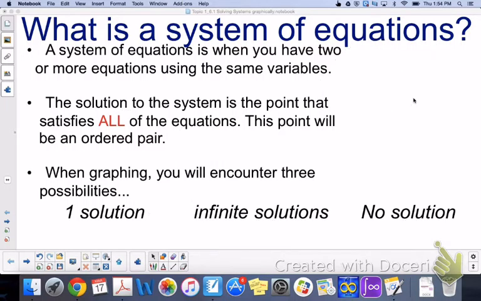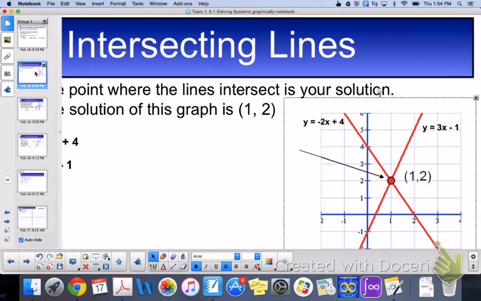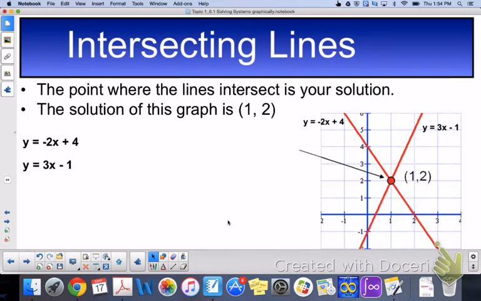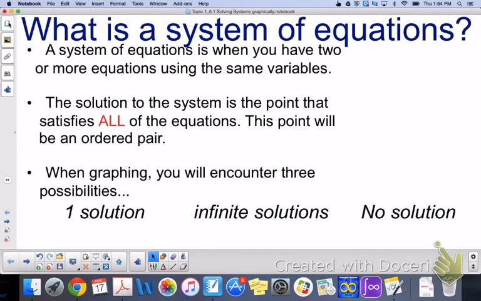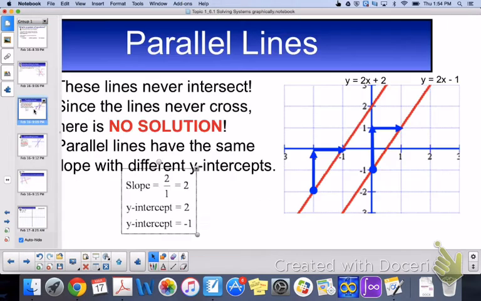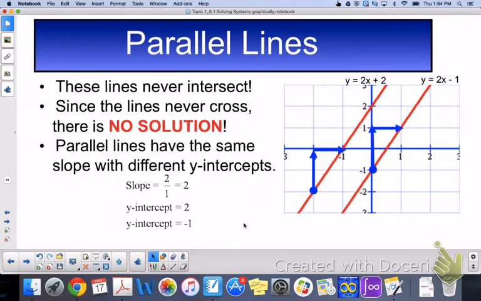Okay, so looking at each example, intersecting lines. This one right here, you have the two lines drawn, so this is your system of equations. Here's the graphs of both of them. You graph them and they meet right here at one point, so the solution is the point 1, 2. On the next page, you see this one right here.